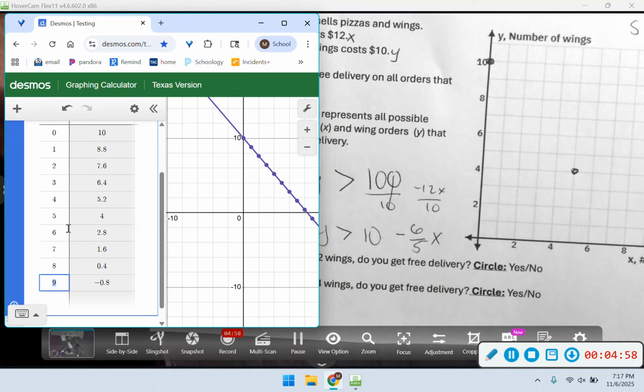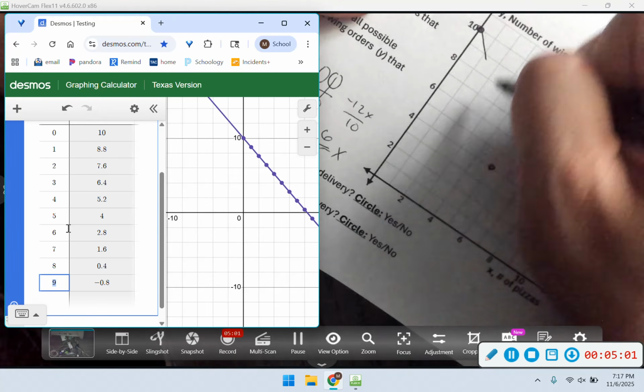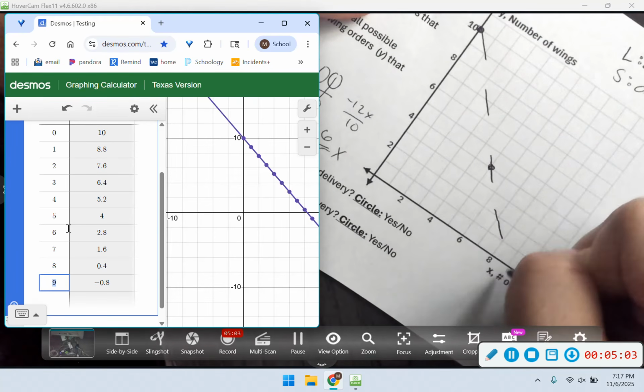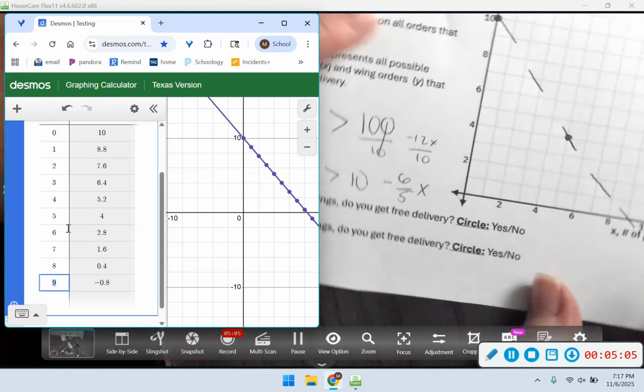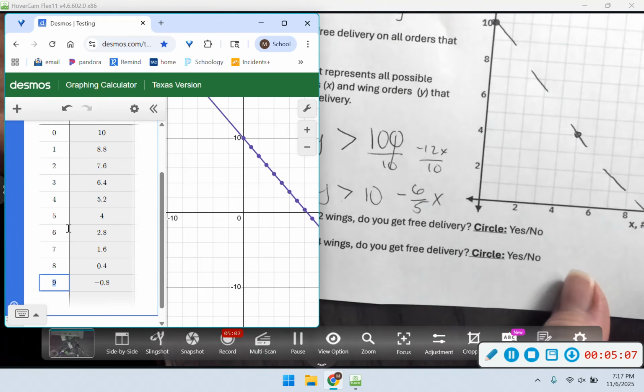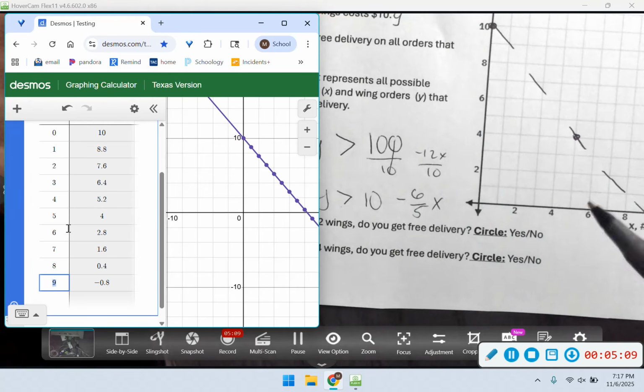And we're going to draw a dashed line. So I'm going to kind of wing it because I don't have my ID badge. Okay. And we're shading above.